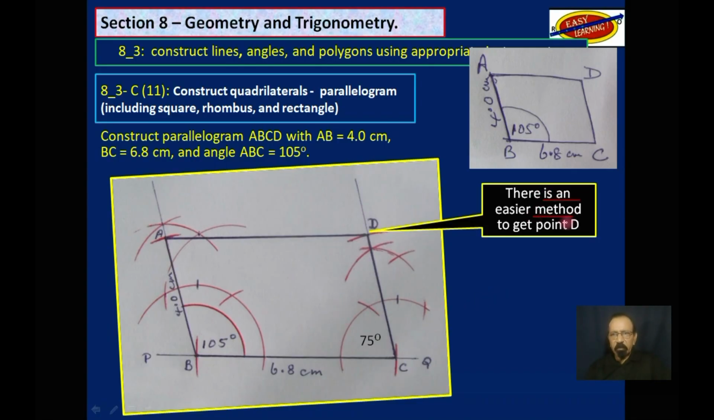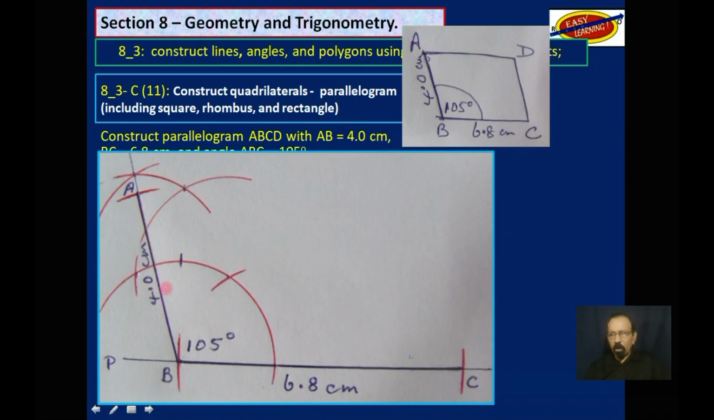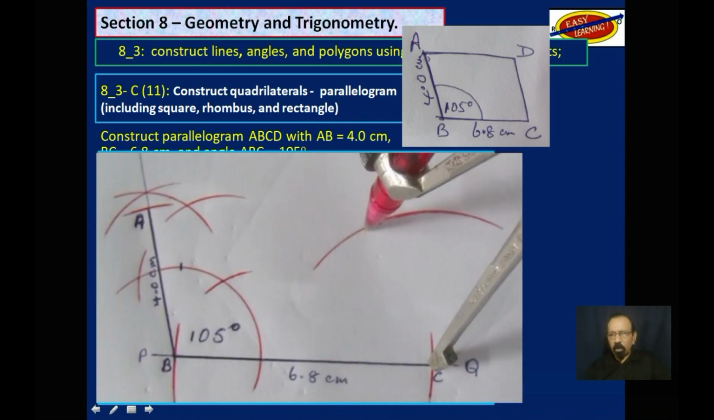Now there is an easier method to get this point D, rather than constructing the 75 degrees and drawing that line through it. There is an easier way to get point D. So you are at this point. So what do you do? You open your compass to the measurement AB, place the metal point at C, and make an arc up there. So from C to that arc will be the same distance as from B to A. So opposite sides are equal.